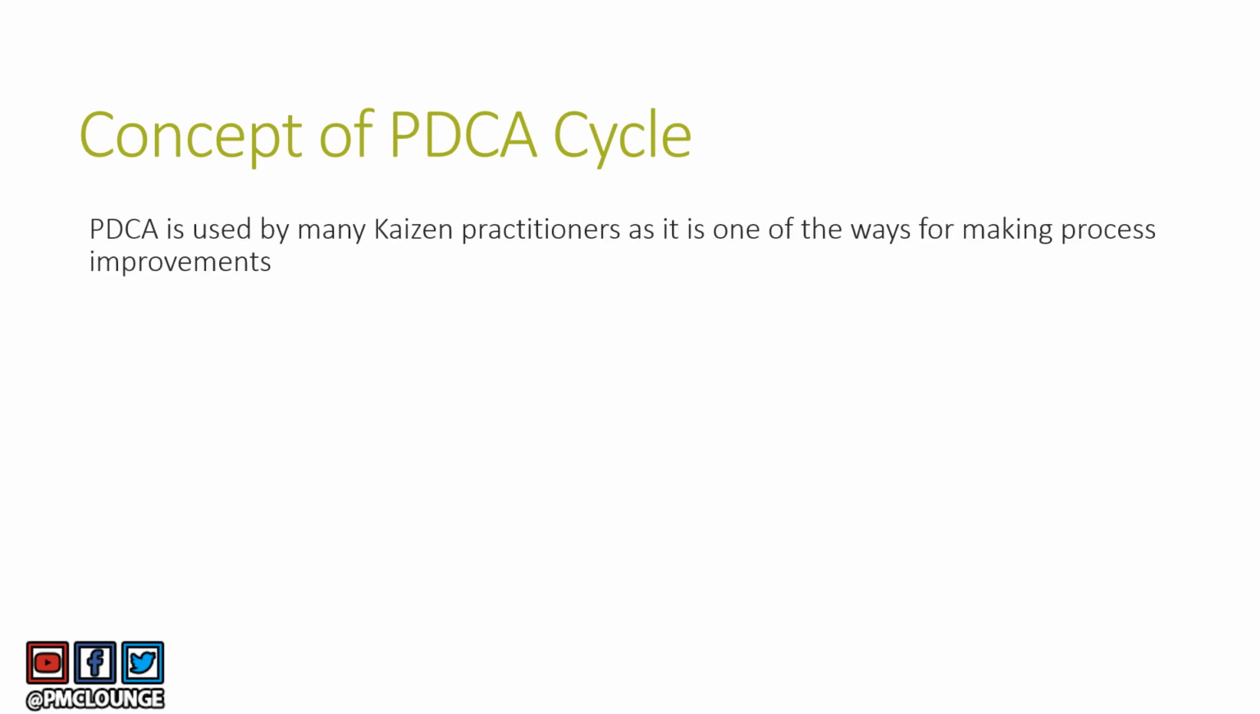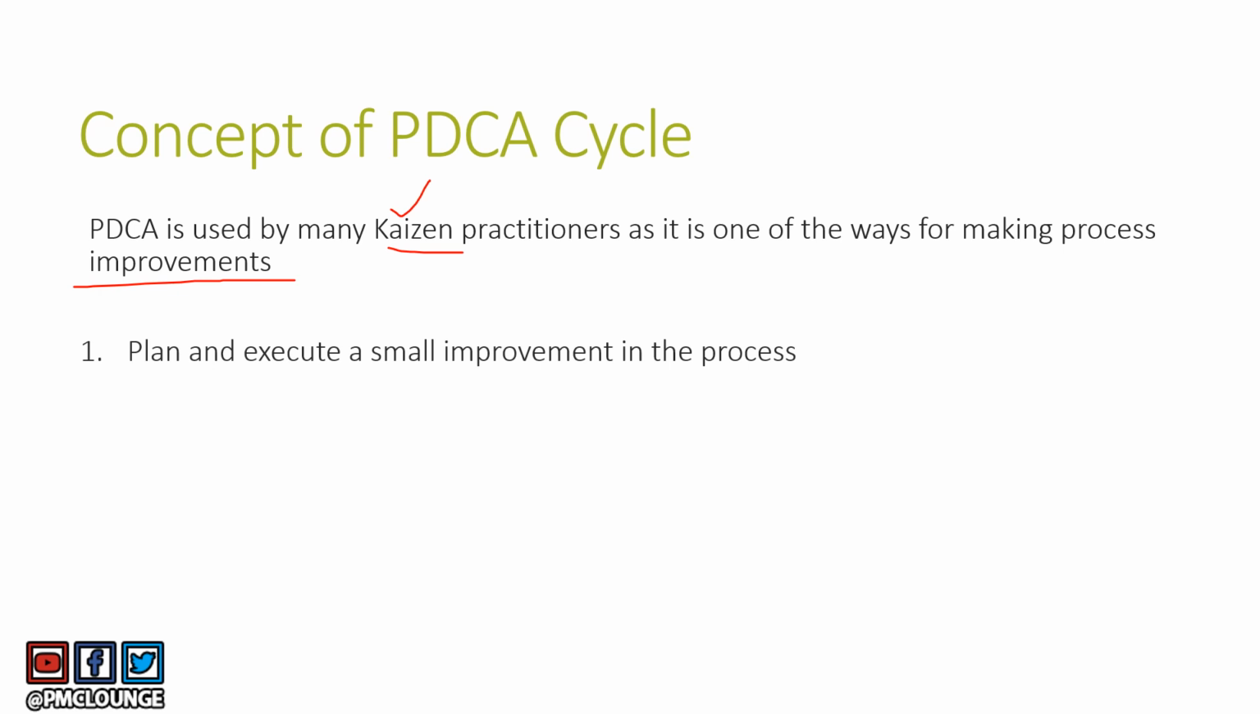So now the important part of the video: what is the concept of the PDCA cycle? Let's look into that. PDCA is used by many Kaizen practitioners as it is one of the ways for making process improvements. Kaizen is something that we have recently discussed. The fourth link in the description will take you to the video on Kaizen. PDCA is used by practitioners of the Kaizen concept because it is one of the ways for making process improvements. Now, let's look at the steps that are followed to execute the PDCA cycle.